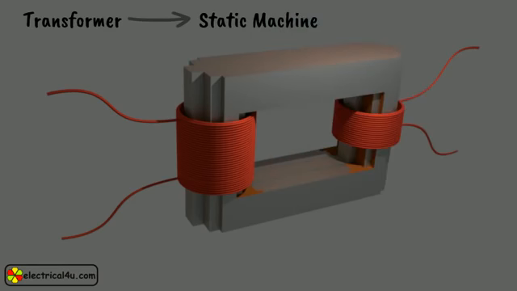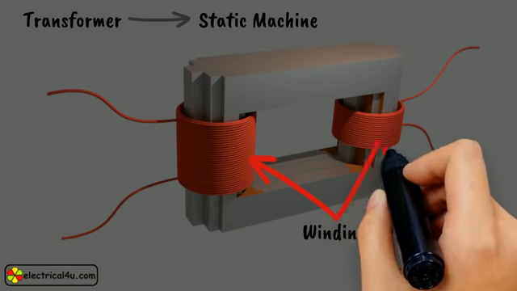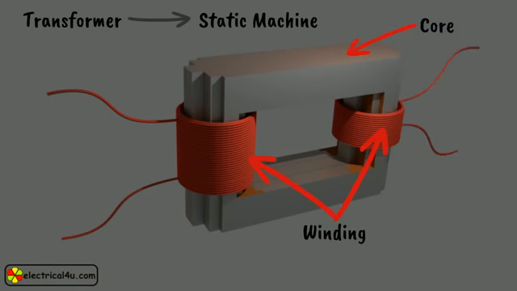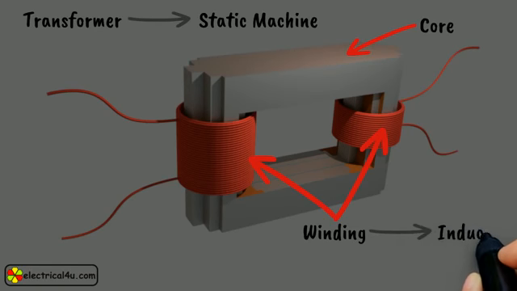A transformer has three main parts: two windings and a metallic core on which the windings are wound. Windings are in the form of coil made of a good conductor of current. The windings of a transformer play a main role in the machine. The winding coils behave as an inductor.